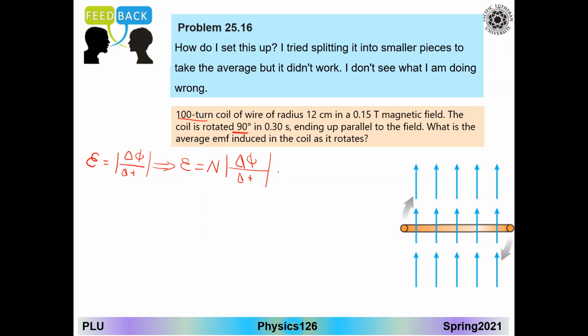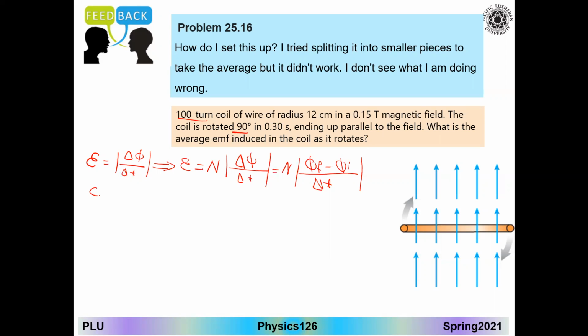Once you have this formula, you can extend it to this part. So we have N times delta phi. We know delta phi means phi f minus phi i, the final flux minus the initial flux before we rotate, divided by delta t, that's the time that I have.